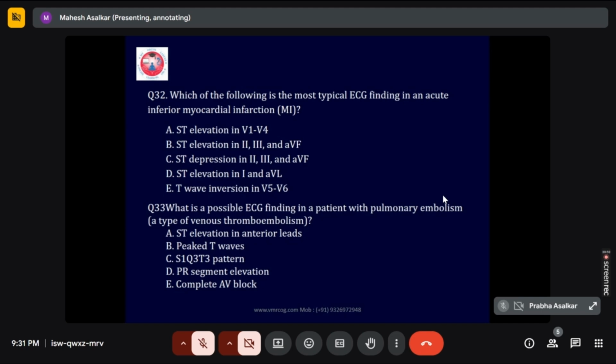Next. What is a possible ECG finding in a patient with pulmonary embolism? ST elevation in anterior leads, peaked T wave, S1Q3T3 pattern, PR segment elevation, complete AV block. C, S1Q3T3 pattern in pulmonary embolism. Correct. In pulmonary embolism, the S1Q3T3 pattern is seen.